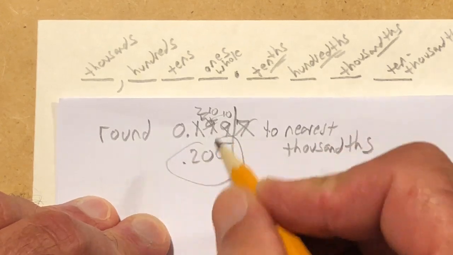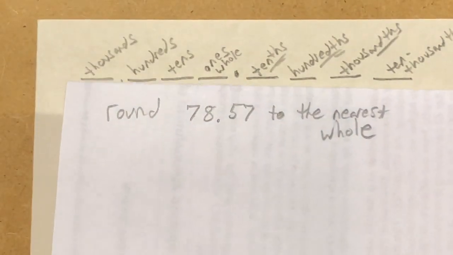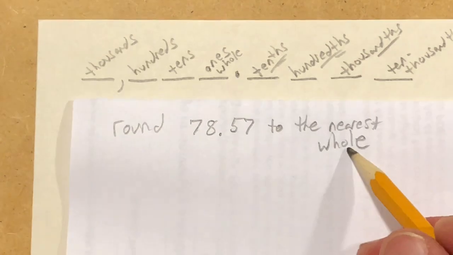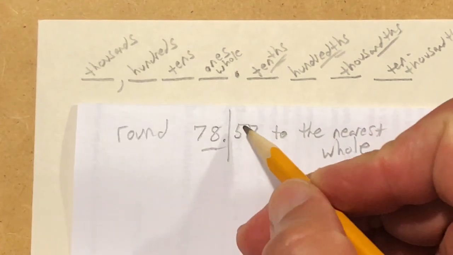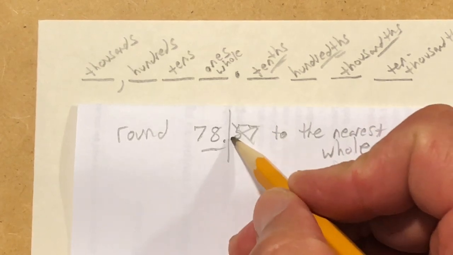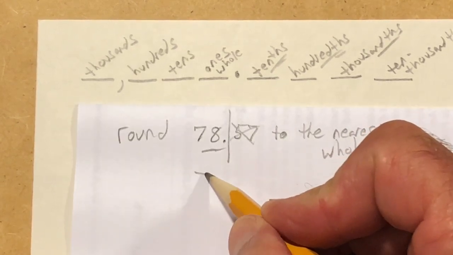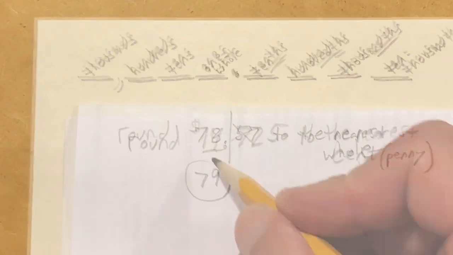That's 200 thousandths. In this example, we're going to the nearest whole again, and the whole will be the ones place. Cut it here, the 5 or above. It's going to make this 78 round off to a 79.